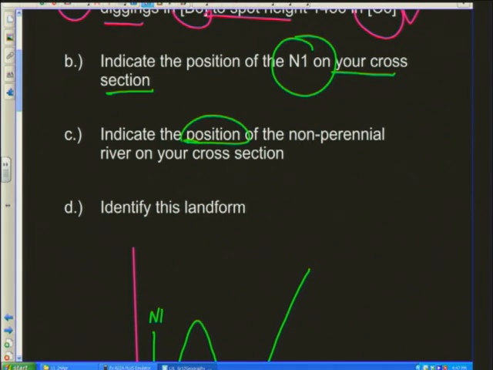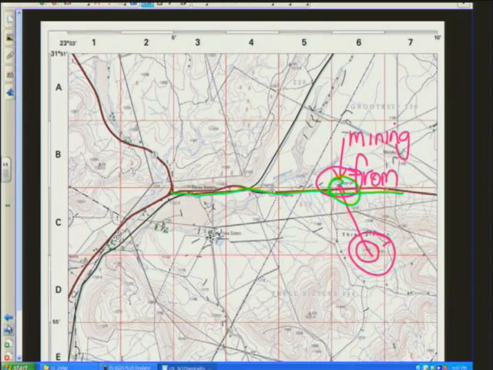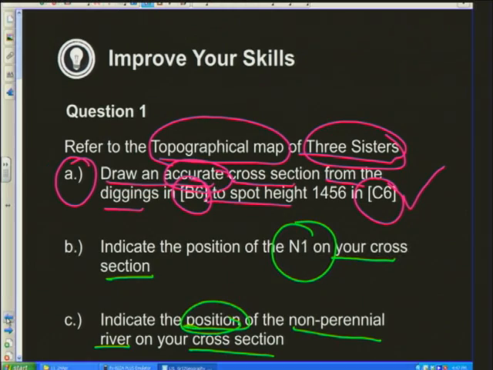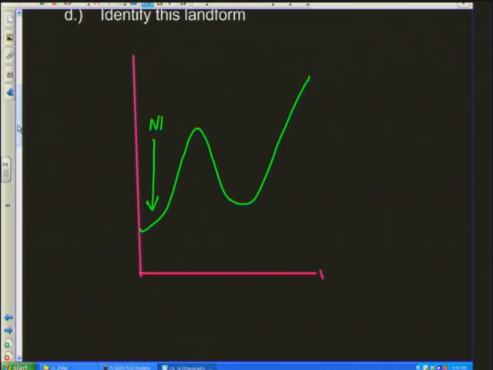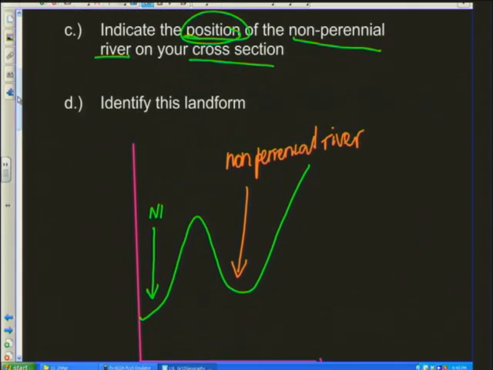Indicate the position of the non-perennial river on your cross-section. Let's go back to the topographic map. And when we look at the topographic map, you'll note the following. The non-perennial river is in that area there and lies between the two peaks. So, back to my cross-section, and my non-perennial river lies in that area there. Non-perennial river. Let's go further down to the next question.